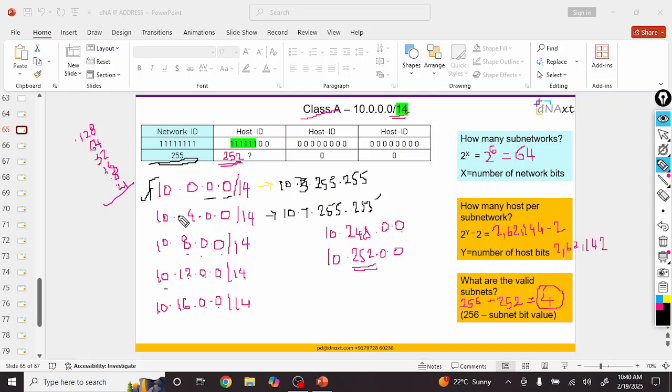Okay, the first valid host in the first subnetwork will be 10.0.0.1, and the last valid host will be 10.3.255.254. Here it will be 10.4.0.1 and 10.7.255.254 will be the last valid host. Okay, this is all about slash 14.